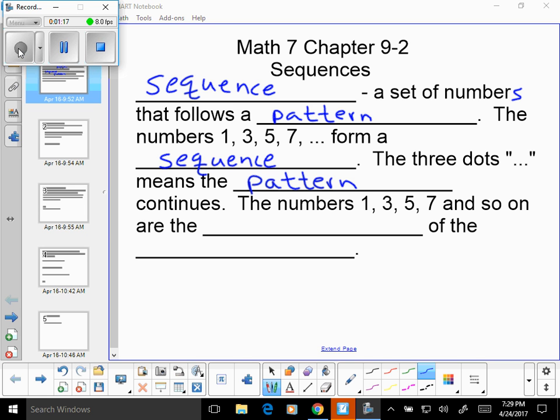The numbers 1, 3, 5, 7, and so on, which is what those 3 dots really mean, are what we call the terms of the sequence. The 1 is called the first term, the 3 is called the second term, the 5 is called the third term, the 7 is called the fourth term, and so on.